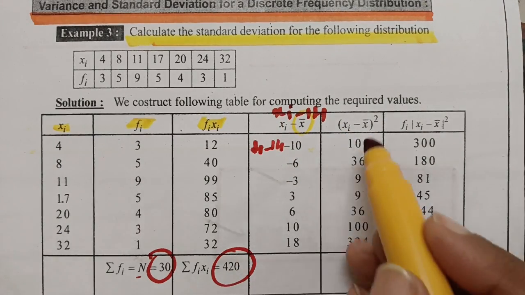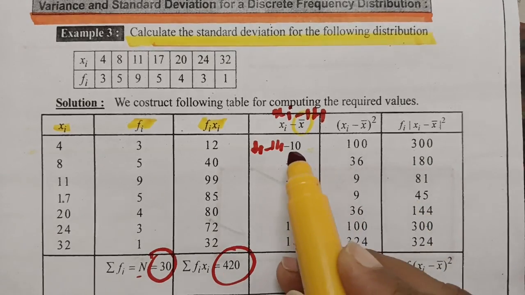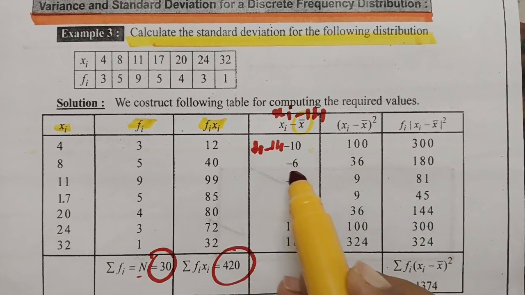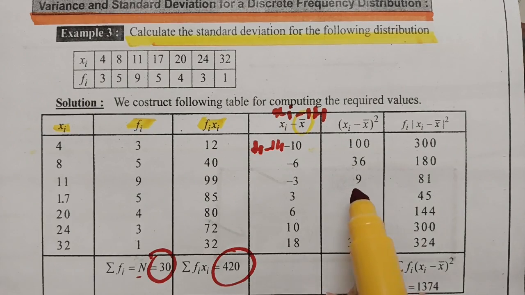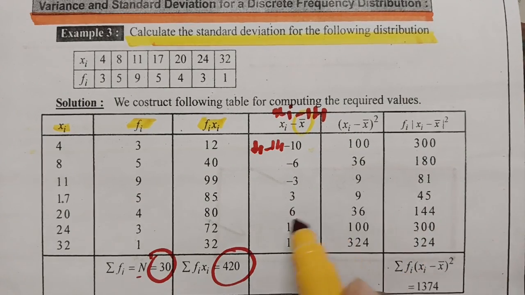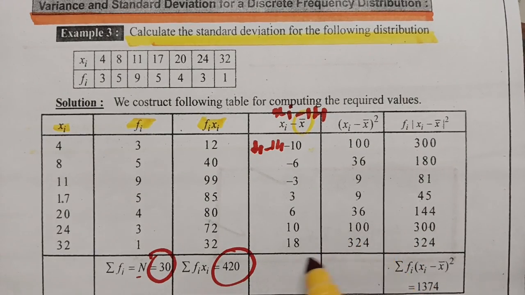And the next step is to make the squares of these. Minus 10 squared is 100, minus 6 squared is 36, minus 3 squared is 9, 3 squared is 9, 6 squared is 36, 10 squared is 100, and 18 squared is 324.